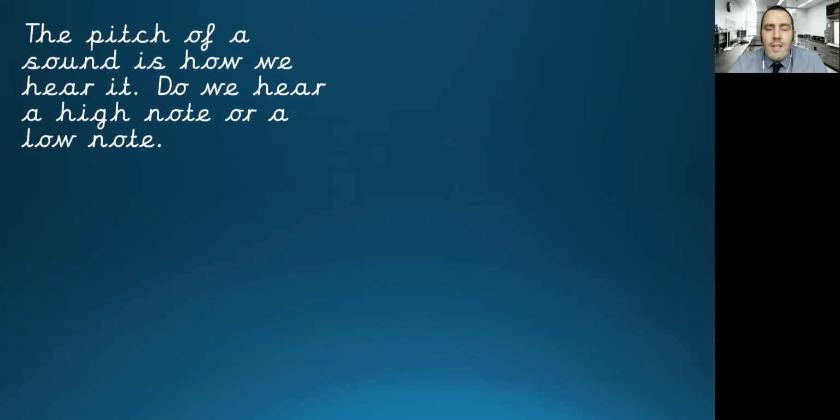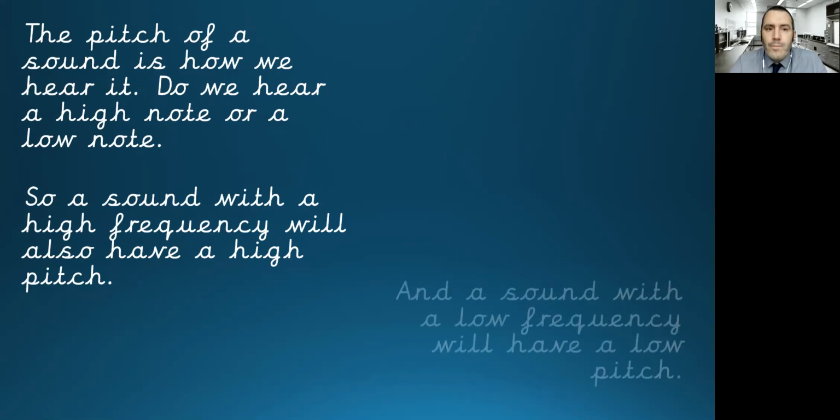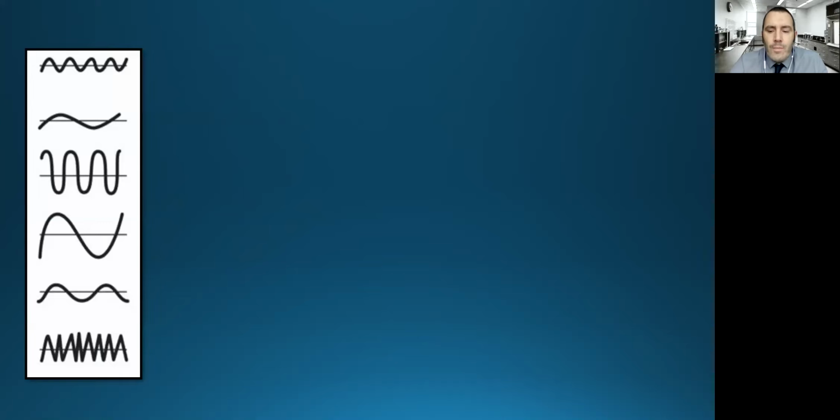The pitch of a sound is how we hear it. So do we hear a high note or do we hear a low note? So a sound with a high frequency will also have a high pitch. And a sound with a low frequency will have a low pitch.